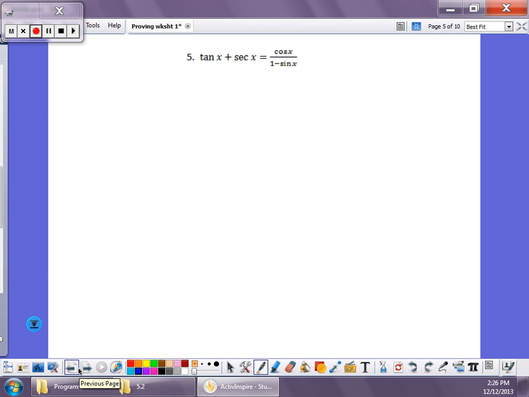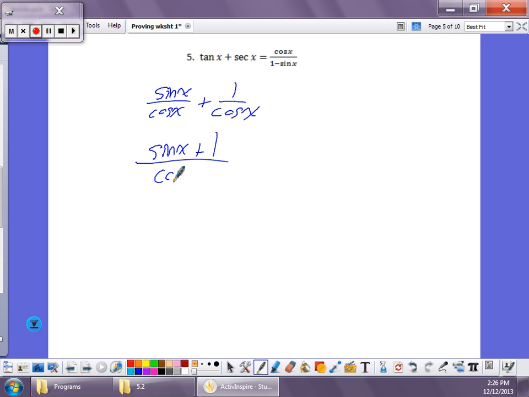Alright, let's take a look at this one. So the left side we could work on. You could work on the right side as well, but let's just stick with the left. So tan x plus secant x, I'm going to put it in terms of sine and cosine. So I'd get sine x over cosine x plus 1 over cosine x. So here it looks like I already have a common denominator. So that I end up with sine x plus 1 over cosine x.